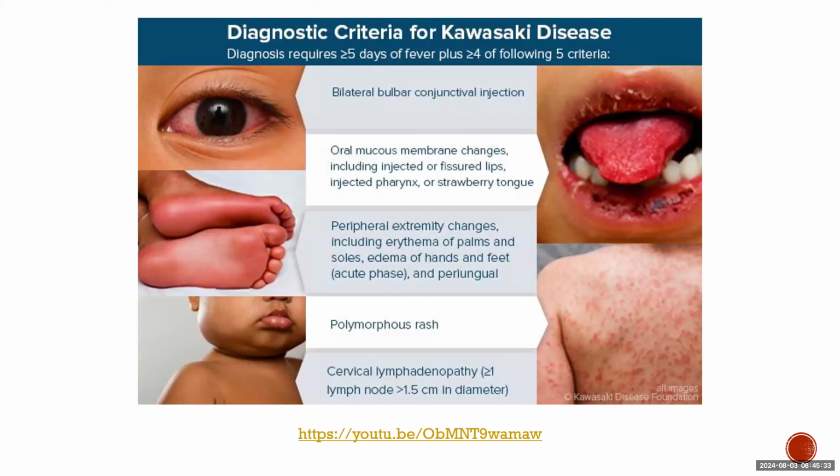And this is what it looked like. So yeah, again, any child that has prolonged fever, you need to make sure that you screen for Kawasaki, because that is something that needs immediate treatment and has long-term complications if you don't recognize and treat it in time.